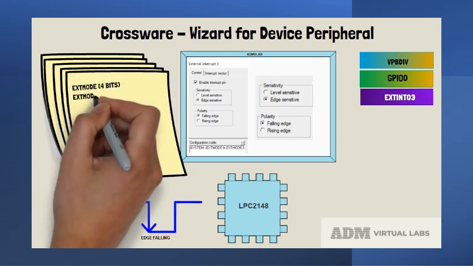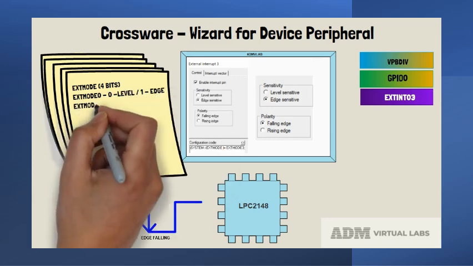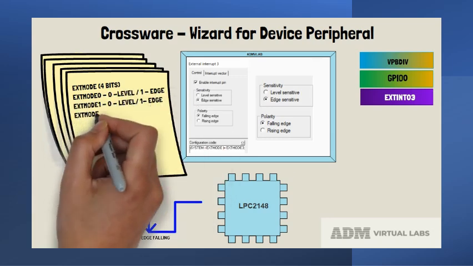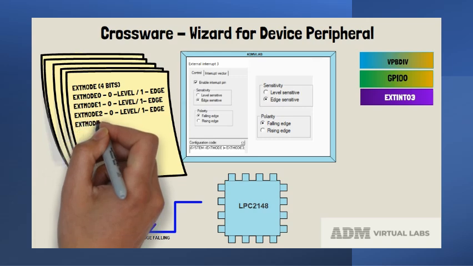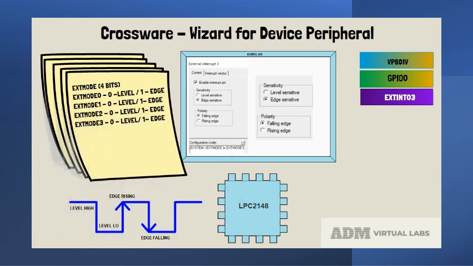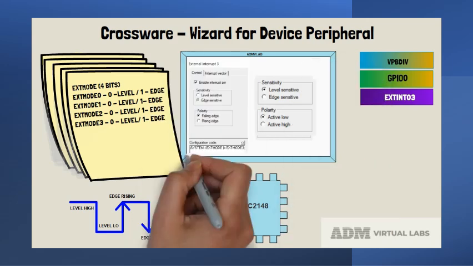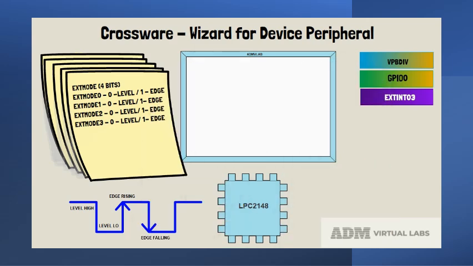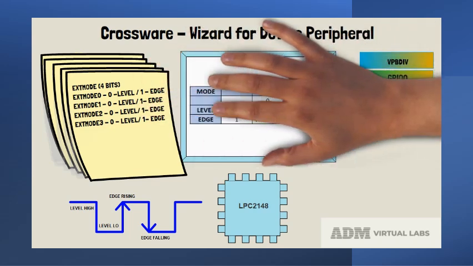If the mode bit is set to be level sensitive, then the polarity register determines if a low level or high level signal generates an interrupt. If the mode bit is edge sensitive, then the polarity register determines if a rising edge or a falling edge can trigger an interrupt. The Crossware Wizard generates the required configuration code.